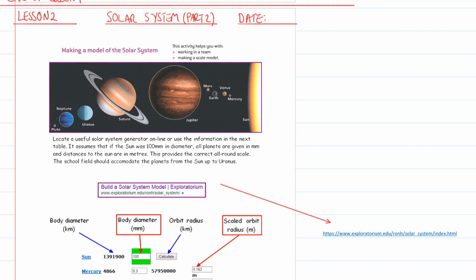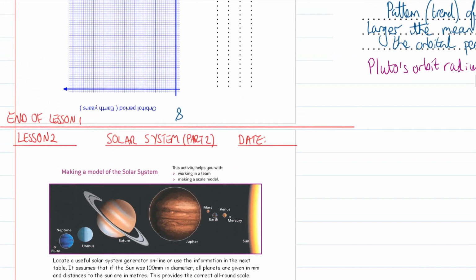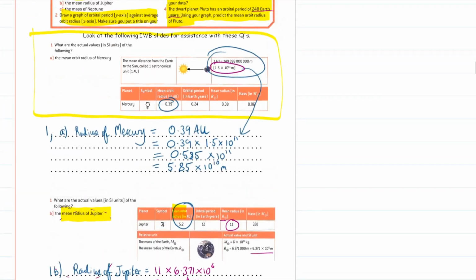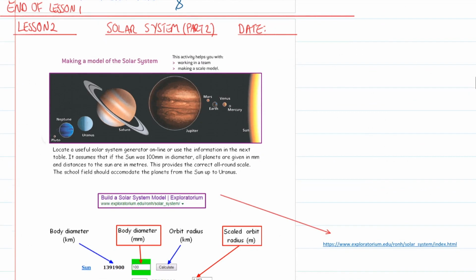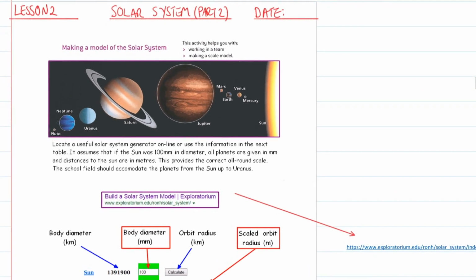Last lesson, if you remember, we learnt about the scale of the solar system. We finished off by doing some of these questions. We're just going to build on that today.